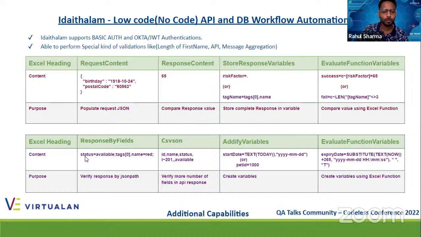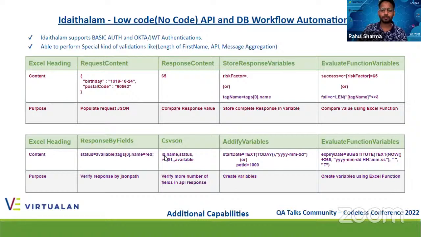So you just need to pass status equals to available, then it will get validated. The second parameter that you want to validate from the response is the name, which should be red. But the name key is present inside an array, which is tags, right? So then you have to pass a JSON path to get that value validated. In the comma separated JSON, if you see here, verify more number of fields in API response.